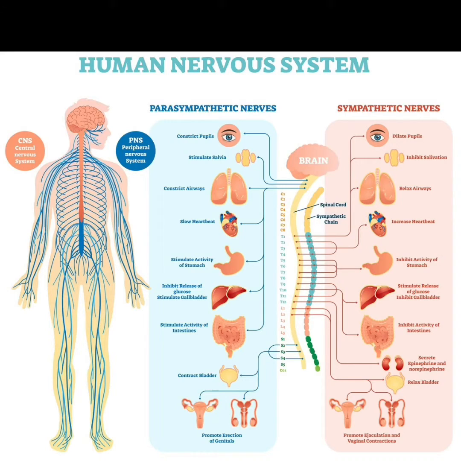The nervous system has 2 major divisions: the central nervous system and the peripheral nervous system. The central nervous system includes the encephalon and the spinal cord. The peripheral nervous system comprises the totality of the peripheral nerves and their associated ganglia.